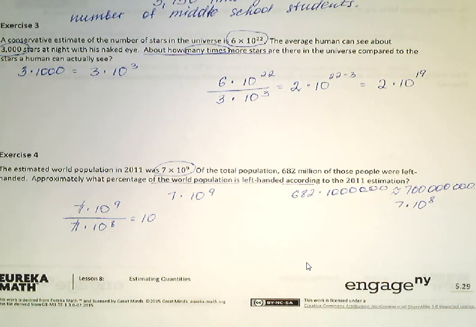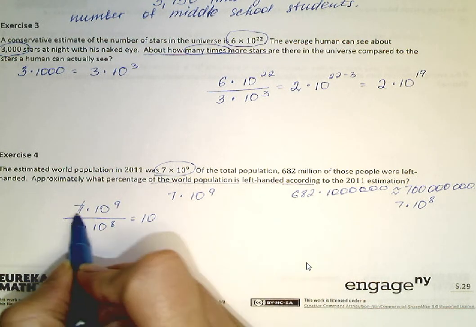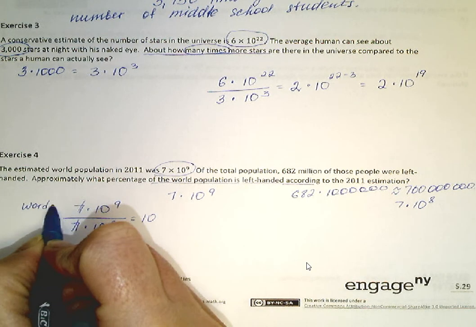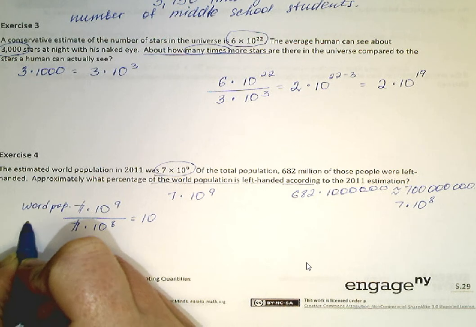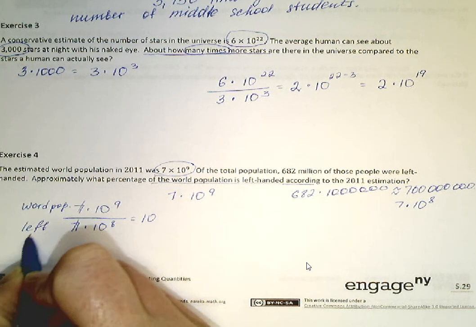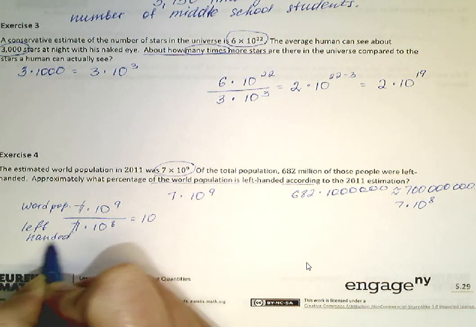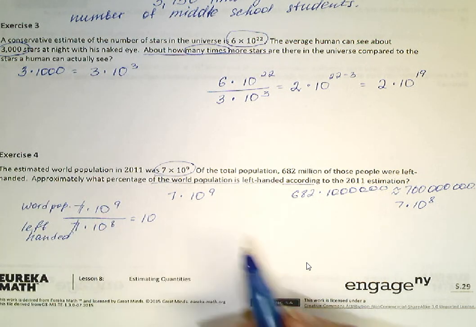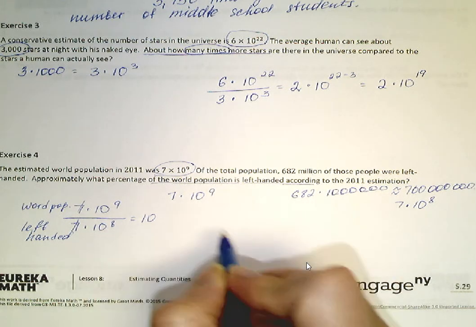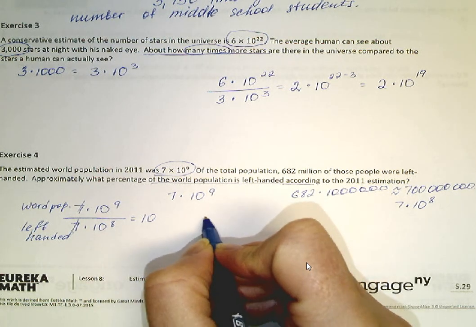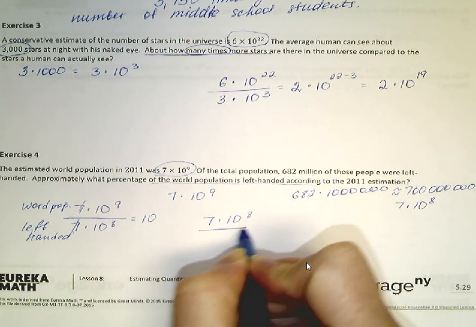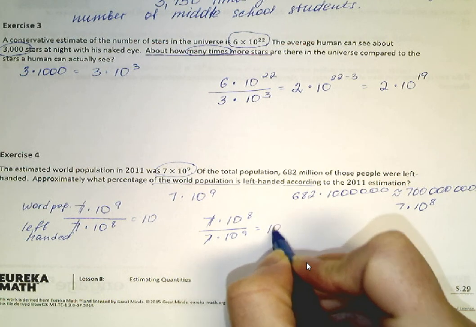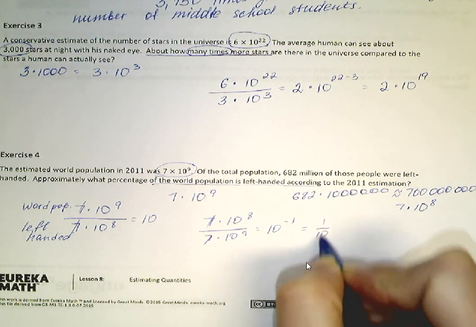Okay, so 10 is, let's see, this is our world population, and this is our left-handed. I actually made a mistake here because I want to see a percent of left-handed to the world population, right? So I will have to actually do it the other way around. I'm sorry about that. So I have 7 times 10 to the 8th over 7 times 10 to the ninth, and I will get 10 to the negative first, which is 1/10.